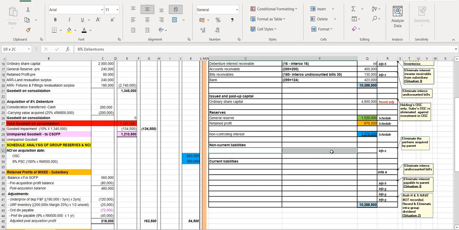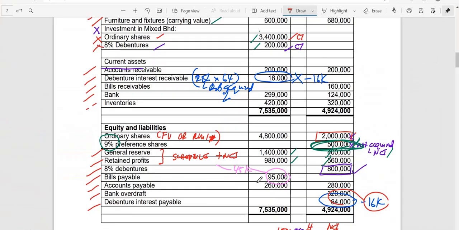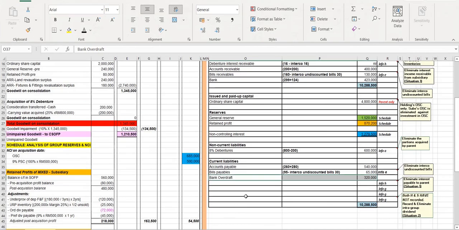And the non-current liabilities, you will reflect just the one of the parent and remove the one that was being acquired. This 200 is the one being acquired. And for the current liabilities, the first one, accounts payable, just add. Bills payable, eliminate the undiscounted bills. For the item bank overdraft, nothing for you to do, just 320,000. Where is it? It is actually here, right? So all this must be included.